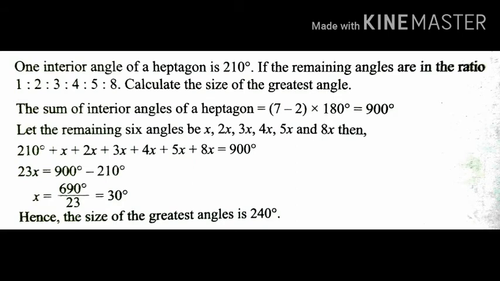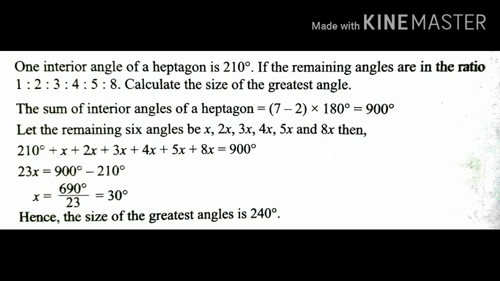For that, first you will find the sum of interior angles of a heptagon: (n minus 2) times 180 degrees. Here n is 7, so (7 minus 2) times 180 degrees gives you 900. That is the sum of all the interior angles of the heptagon. If you saw in the figure, only the ratio of 6 angles is given to you, and one angle's actual measurement is given as 210 degrees.